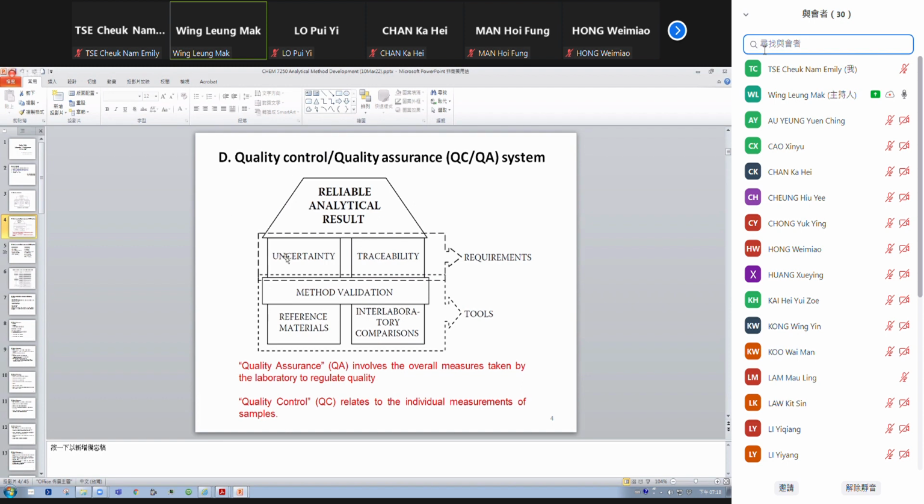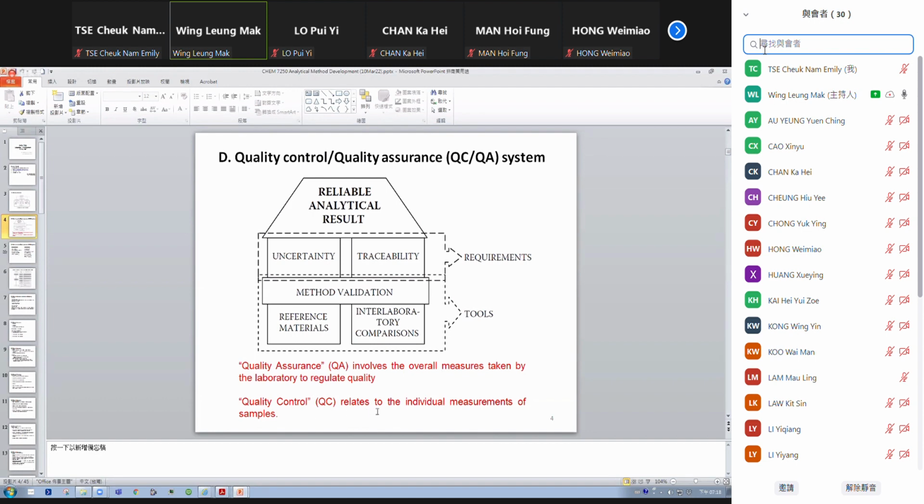After doing all those, you will ensure the reliable and equal result. Here are two simple definitions. How to differentiate the quality assurance. Assurance involves the overall measures taken by the laboratory to regulate the quality. This one is a big definition, and QC would be a subset of the QA.